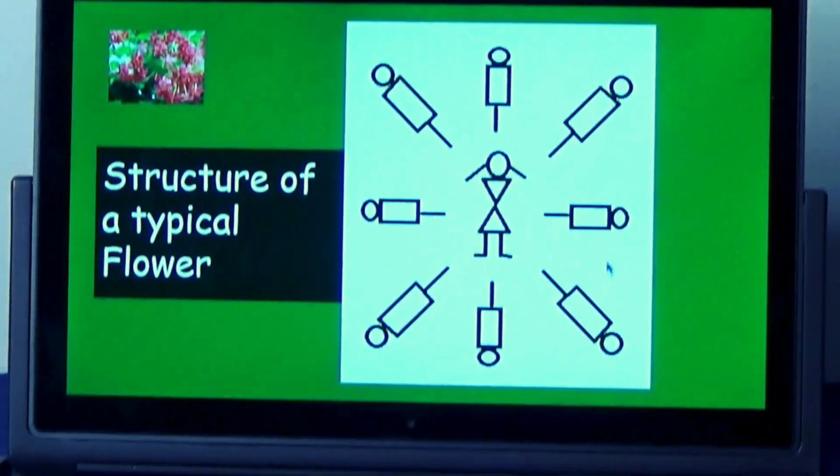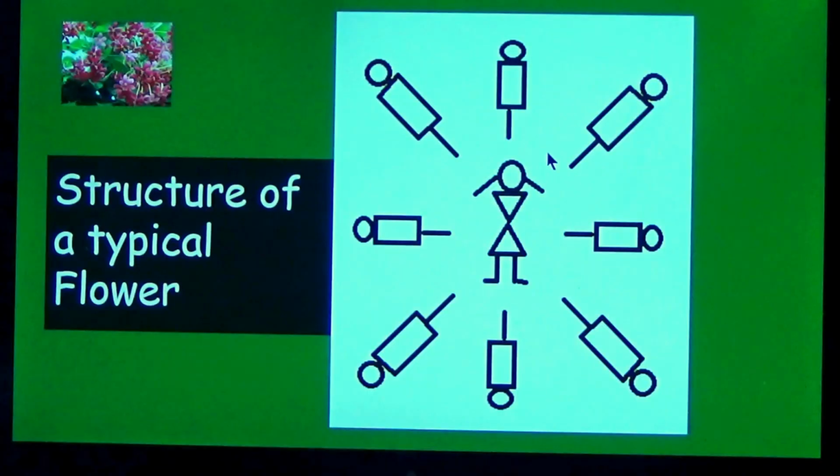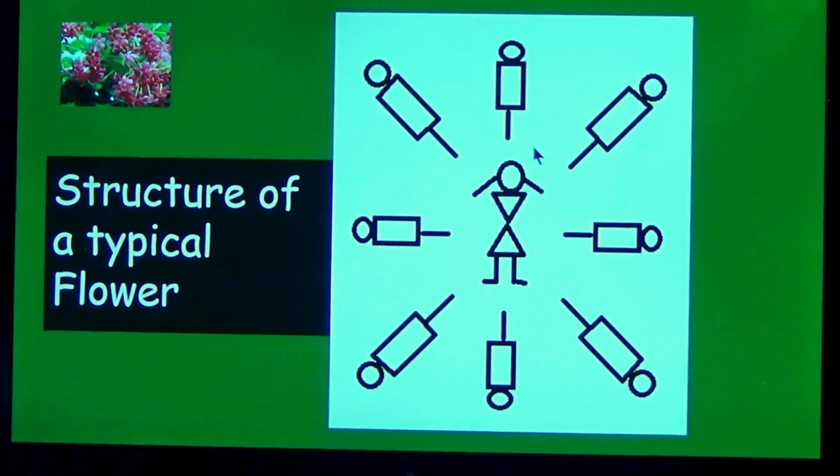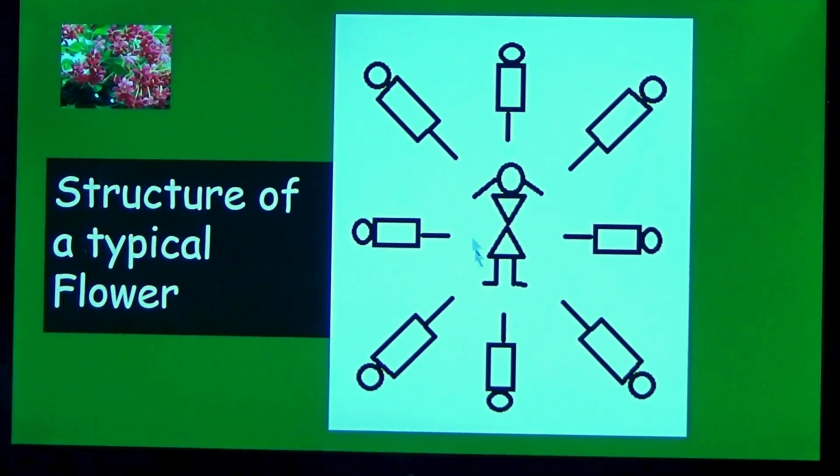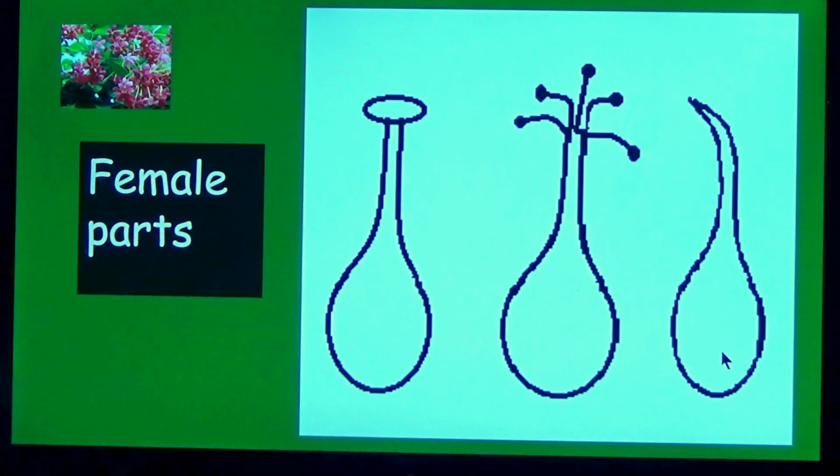On the screen, we can see that there is a single female part inside a flower, normally in the center, and there are many males, a group of males surrounding it. So this helps us recognize them. So here is what the female looks like.